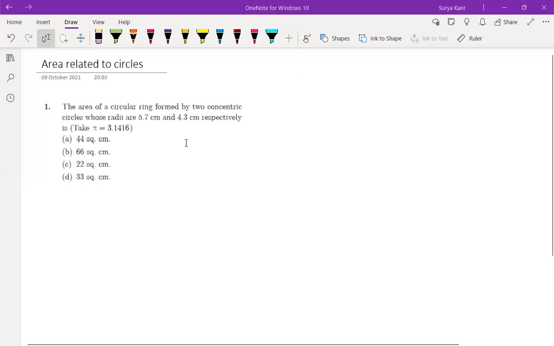The area of a circular ring formed by two concentric circles whose radii are 5.7 and 4.3 respectively is what?